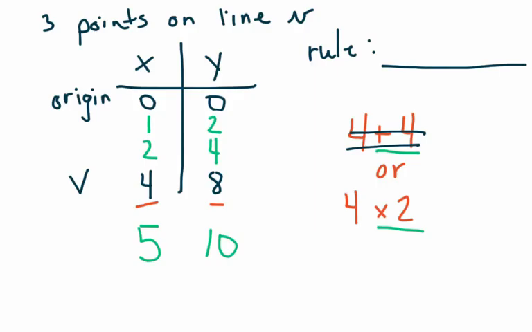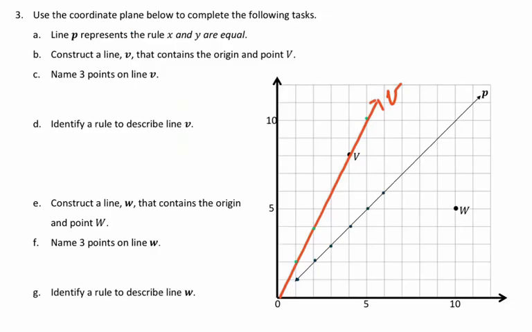So let's go back and do the rule. The rule would be X, whatever you put in for X, and then I'm going to actually use a dot here to represent multiplication, times 2 is equal to Y. That would be our rule. And the question's asking us to name the 3 points for V, and we did that. So we have 1, 2, that's 1 point, and then we have 2, 4, and the last one was 5, 10.